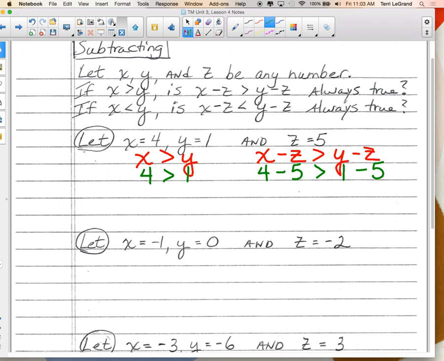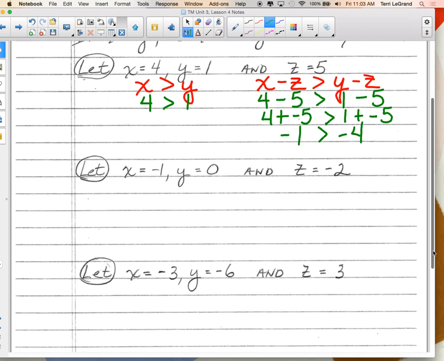Well, this is not a bigger positive number, take away a smaller. So what do we do in those cases again? Add the opposite. 4 plus negative 5 is greater than, oh, this is not a bigger positive number, take away a smaller positive number either. So 1 plus a negative 5. Four plus negative 5. Negative 1. 1 plus negative 5. Negative 4.